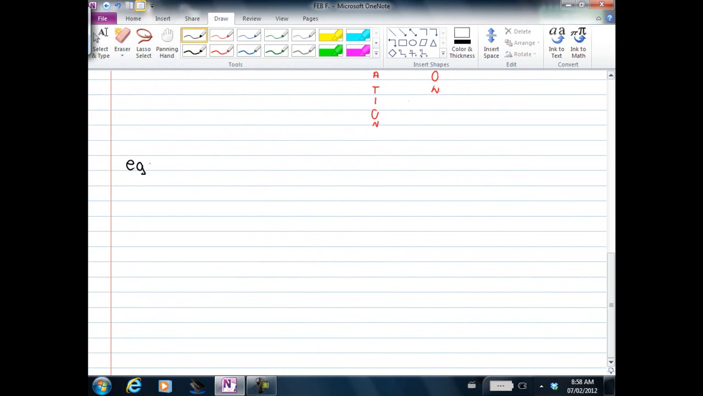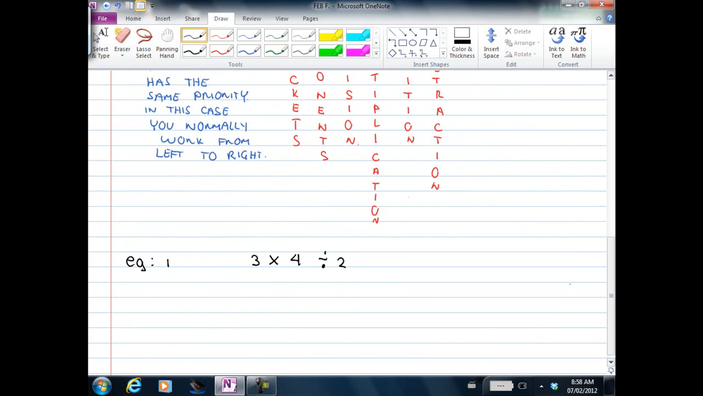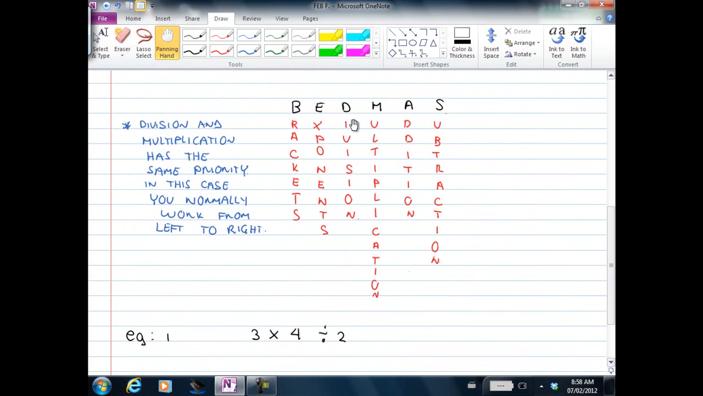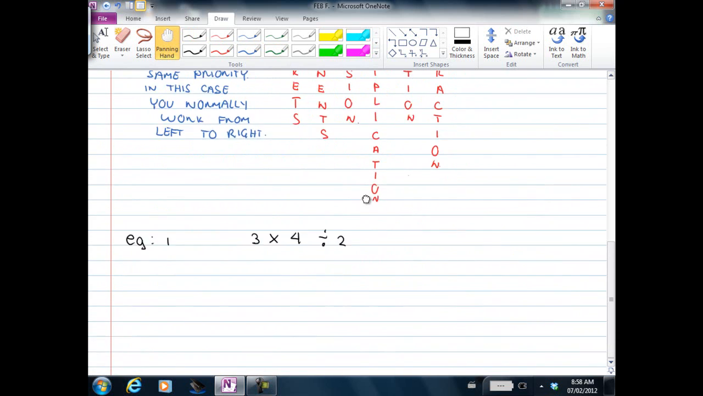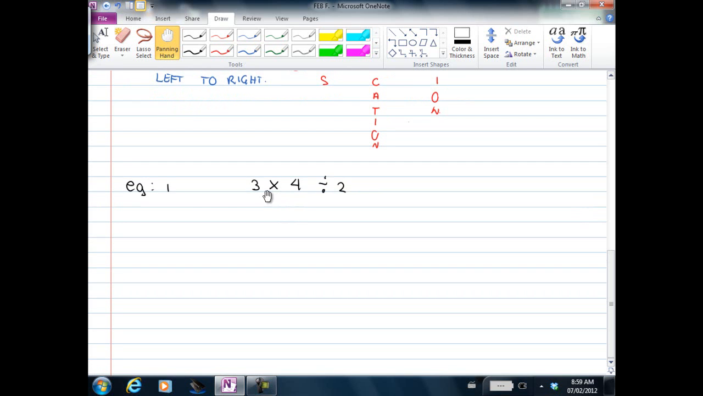I'll give you an easy example first. Example 1. 3 times 4 divided by 2. Okay. Now, a lot of students, what they do is this. They say, hey, Miss Snow, I'm going to do division first, because D comes first. But in reality, if you have a question that's only multiply and divide, guys and gals, you can just work straight from left to right. We don't need to follow BEDMAS. BEDMAS is only a general guideline. It's not the definite rule. Okay. So guys and gals, if you work from left to right, I want you to do this first.